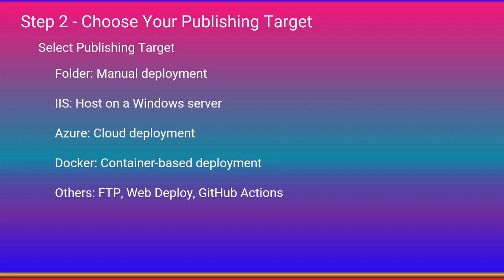Once the build is complete, Visual Studio will prompt you to select a publishing target. You can choose to publish to a local folder, Internet Information Services (IIS), Microsoft Azure, Docker, or even through FTP. Let us go through each one in detail.